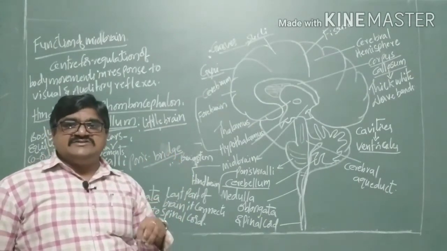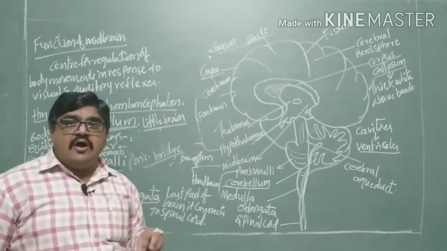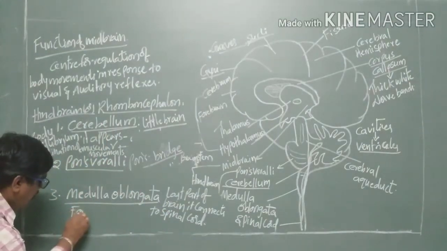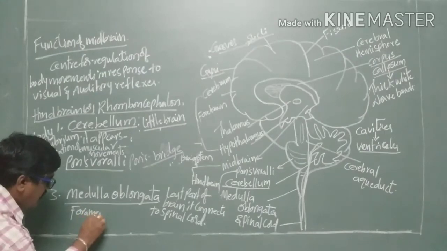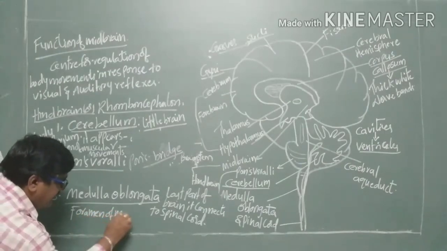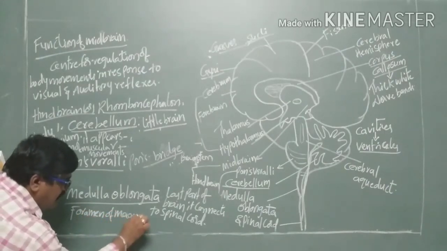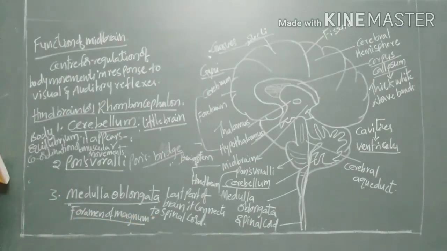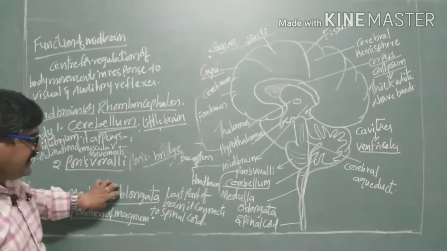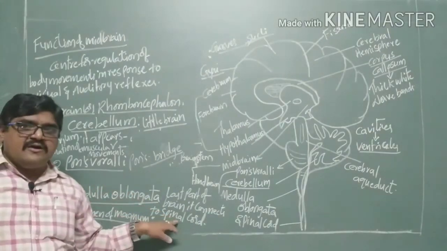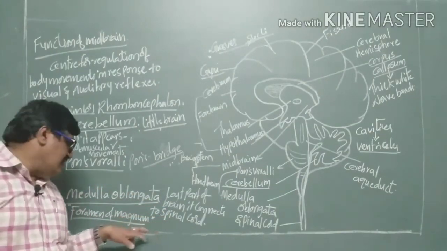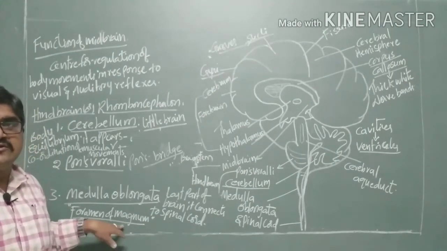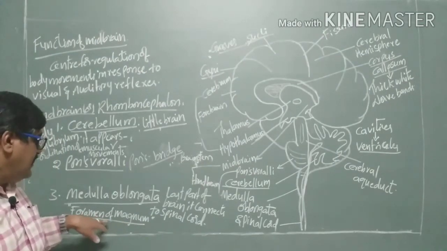Such a region is called the foramen magnum. What is the foramen magnum? It is the region where the medulla oblongata connects to the spinal cord. Such a region is called the foramen magnum.